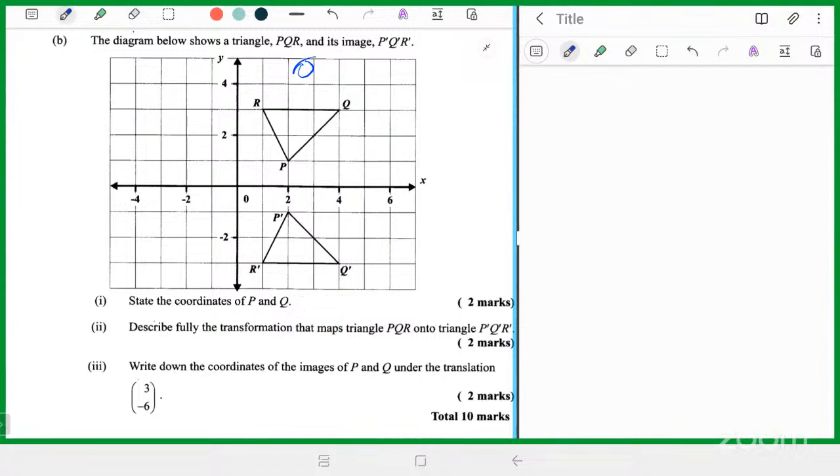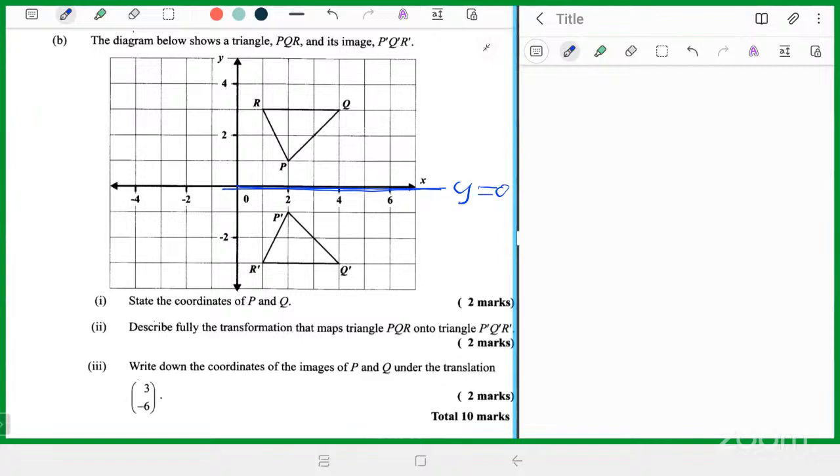And the mirror line is the x-axis because it is equidistant between these two points, which is here, and equidistant between these two points, which is here. So the x-axis is the mirror line. So the reflection is in the x-axis. So this is the mirror line. And the line is y equals 0.